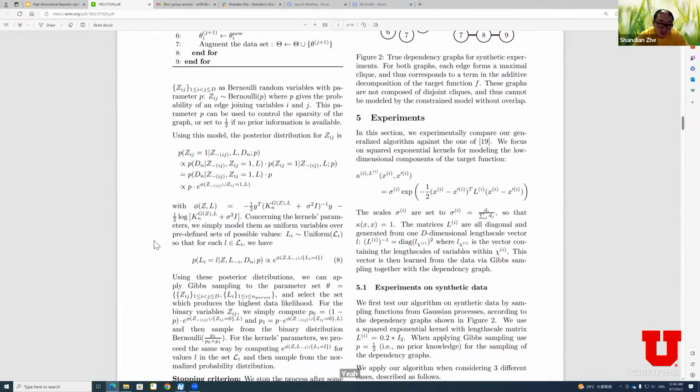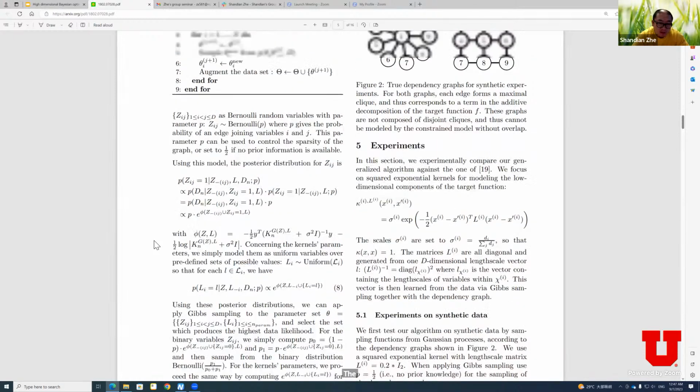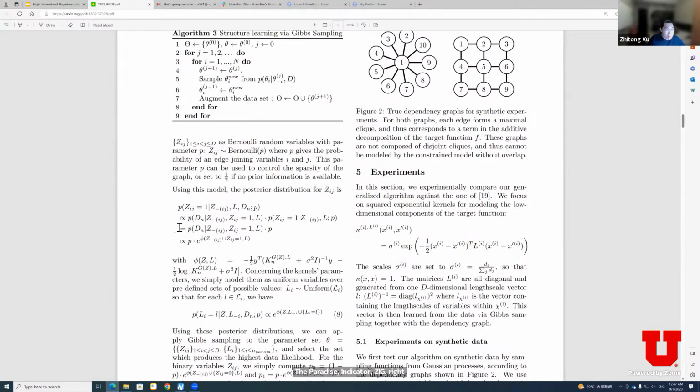So to learn the structure, they assume they start from the fully connected graph, right? They just want to estimate the pairwise edge indicator Zij, right? Yeah, I think so, because I didn't find their code, so I only read from their paper. I think that's what they are saying. What is their observation DN?